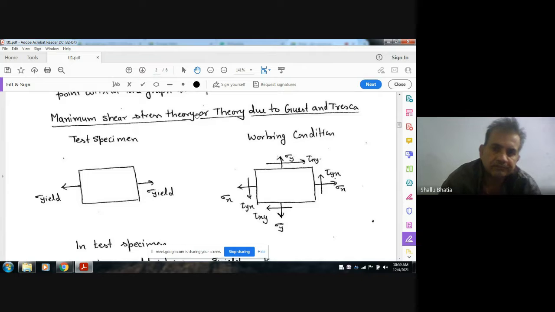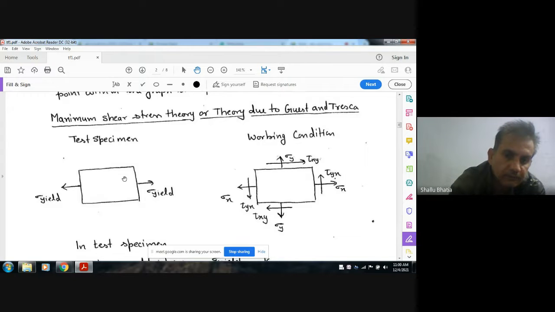Next theory is maximum shear stress theory, or theory due to Guest or Tresca. Generally, it is called Tresca theory. Okay. So again, this is the working specimen and is subjected to the same stresses, that is sigma x, sigma y, and tau xy. And this is a test specimen, and it is again failing at a yield stress or ultimate stress. But we are assuming that it is not failing due to the maximum ultimate stress or maximum yield stress. It is failing due to shear stress.